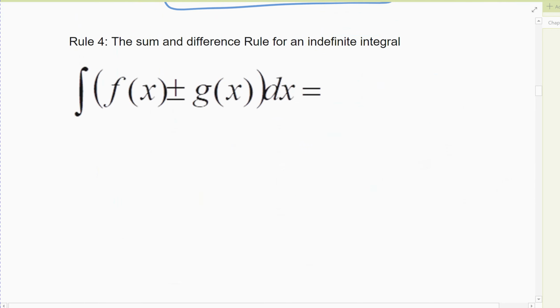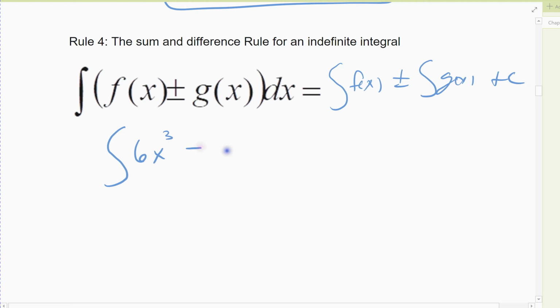Sum and difference rule works exactly like the derivative. I just look at each individual part. I take the antiderivative of f of x, add or subtract the antiderivative of g of x, and then tack on 1 c. There's only 1 c that you tack on. So this would be, again, where I've got more complex functions, something like 6x to the 3rd minus 2x plus the square root of 2 with respect to x.